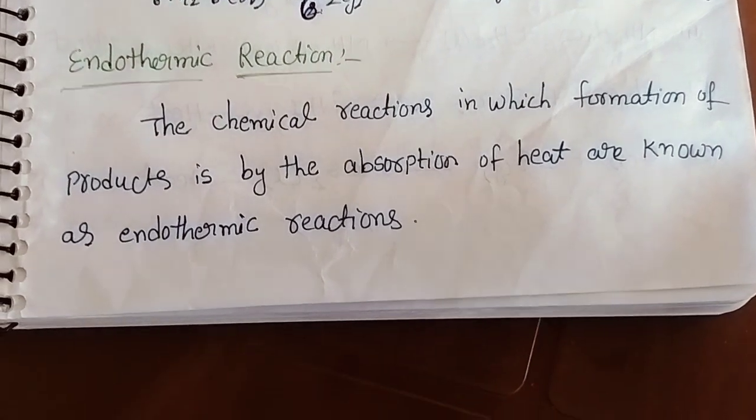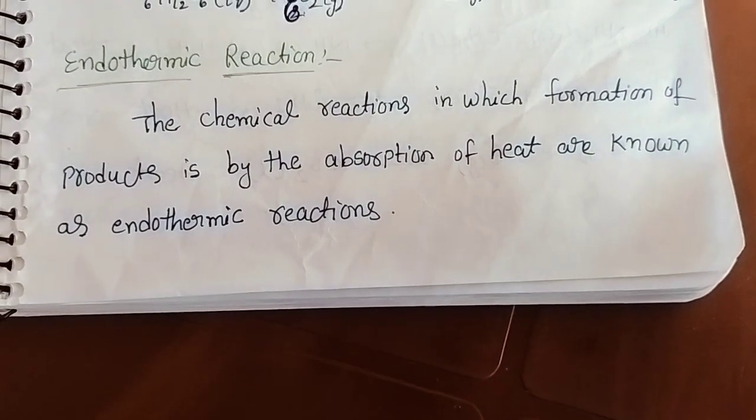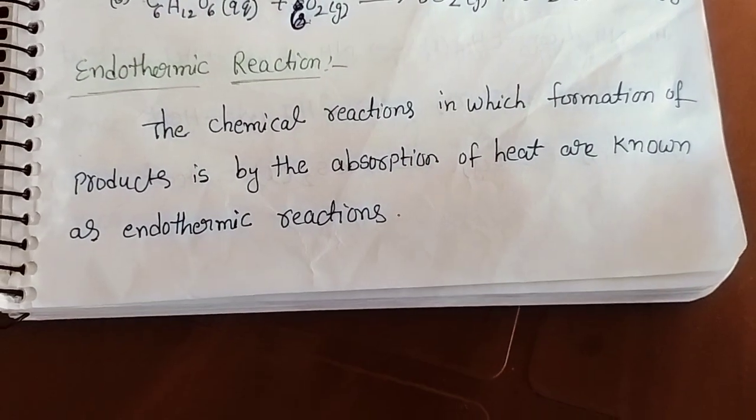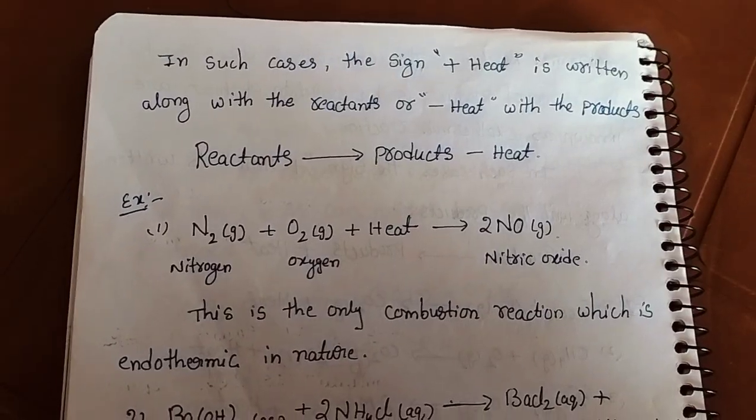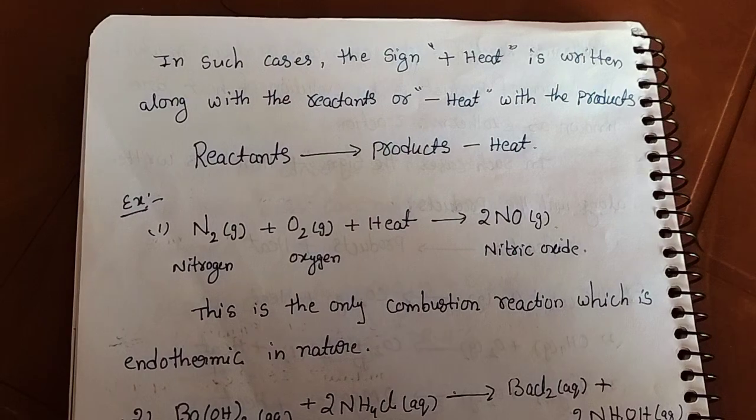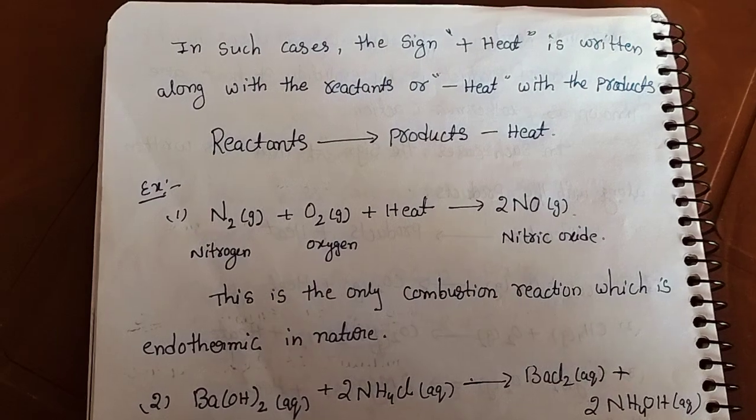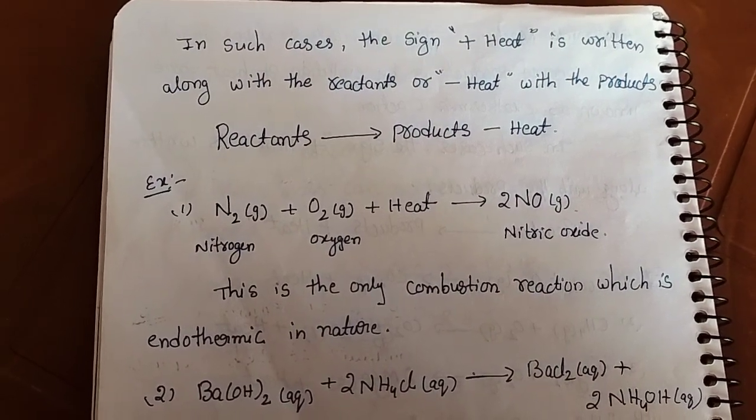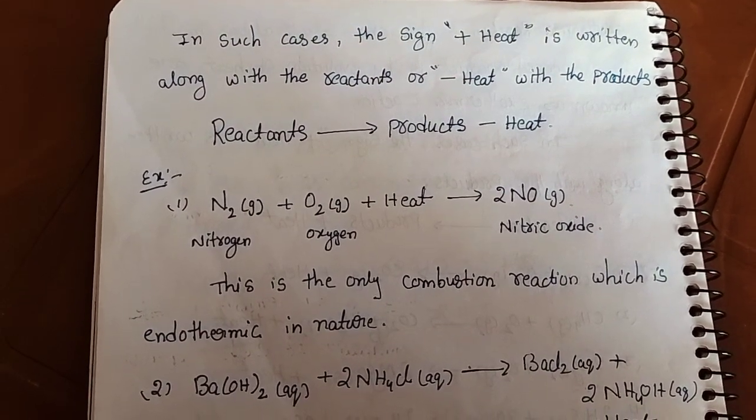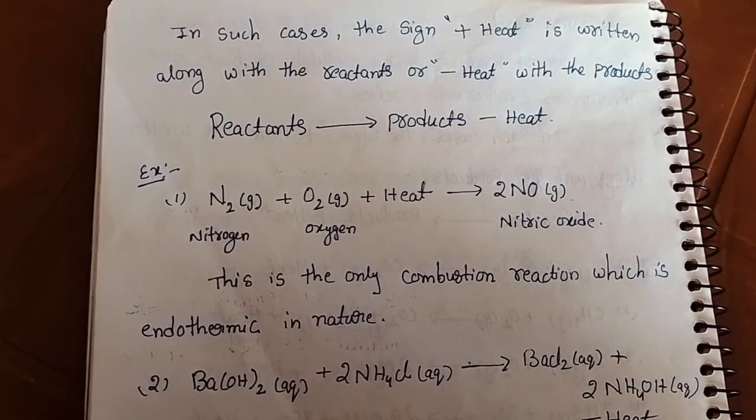Next is endothermic reaction. So endothermic reactions means the chemical reactions in which formation of products is by the absorption of heat are known as endothermic reactions. In endothermic reactions, the sign plus heat is written along with the reactants, which means on the left hand side with the reactants we write plus heat, or else we can also write minus heat with the products. Like this, reactants gives rise to products minus heat.